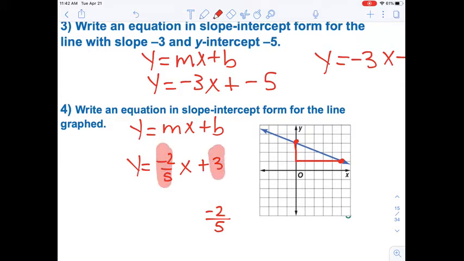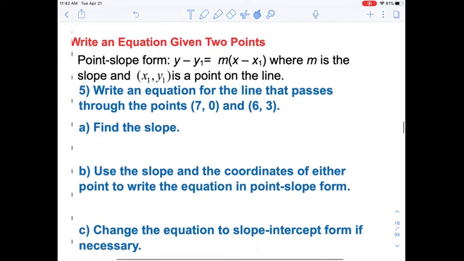And then I have my x. So again, we have our slope is our m. Our y-intercept is our 3. Your y-intercept is where your line crosses the y-axis. Your slope is that rise over run.